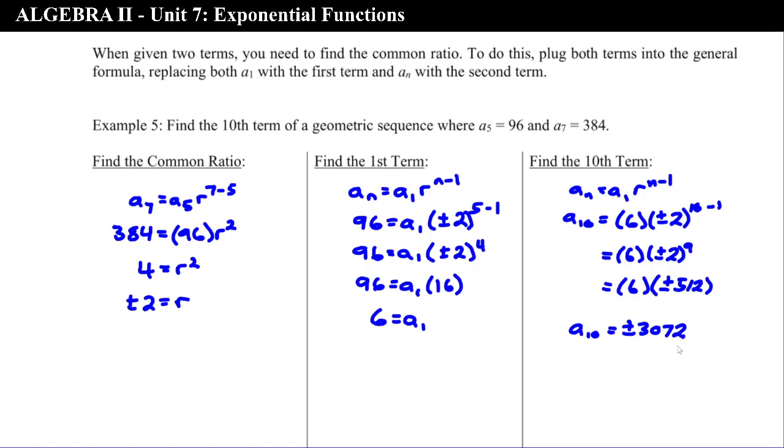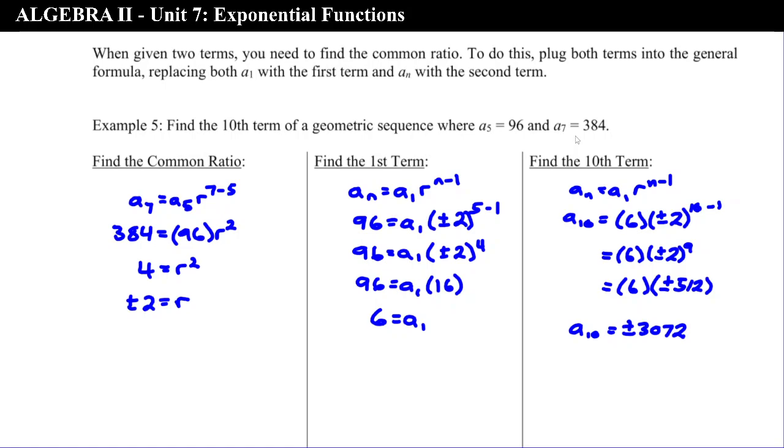And based off the information we're given here, we're given 2 non-consecutive terms. In fact, there is a term between these two. We don't know if that term between is negative or positive. So the best we can surmise is that a sub 10 is either positive 3072 or negative 3072. We just don't know which one.